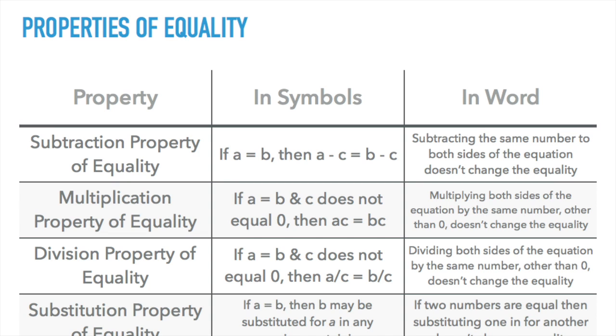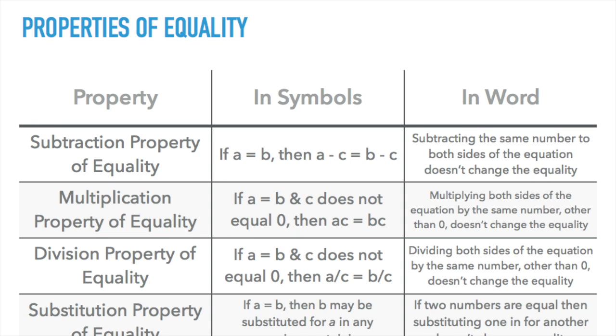And finally, our eighth property of equality is the substitution property. If A equals B, then B may be substituted for A in any expression containing the letter A. So if A is equal to B, then that means you can replace A with B anytime you see A. If two numbers are equal, then substituting one in for another doesn't change the equality.